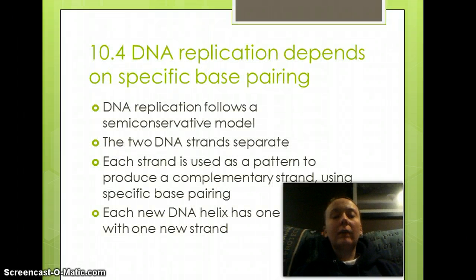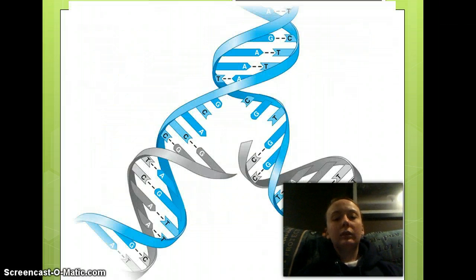So, 10.4, we start off talking about how DNA replication depends on specific base pairing. Remember how we already talked about how A pairs with T and C pairs with G. So, DNA replication will follow a semi-conservative model. This means the original DNA strand will separate and we'll have two left over. Each strand is used as a pattern to produce a complementary strand using that specific base pairing that we talked about. Then each new DNA helix that's formed is semi-conservative because it has one old parental strand with one newly made strand. So let's take a look.